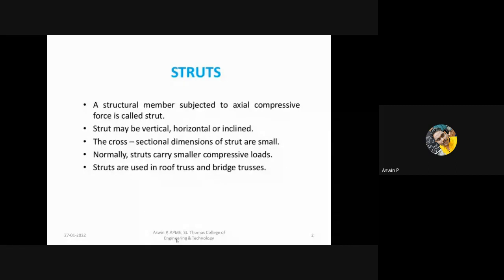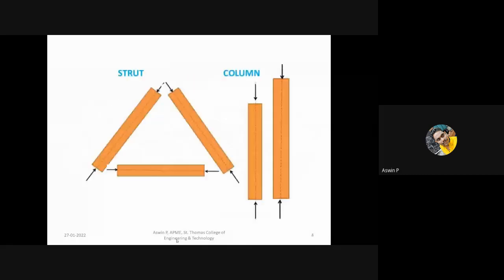Examples of struts are roof trusses and bridge trusses. You know the roof truss in our home or in any hall or auditorium. You can see an element like this. Here you can see there will be three elements: this one is inclined, and this one is horizontal. Such elements are known as struts.